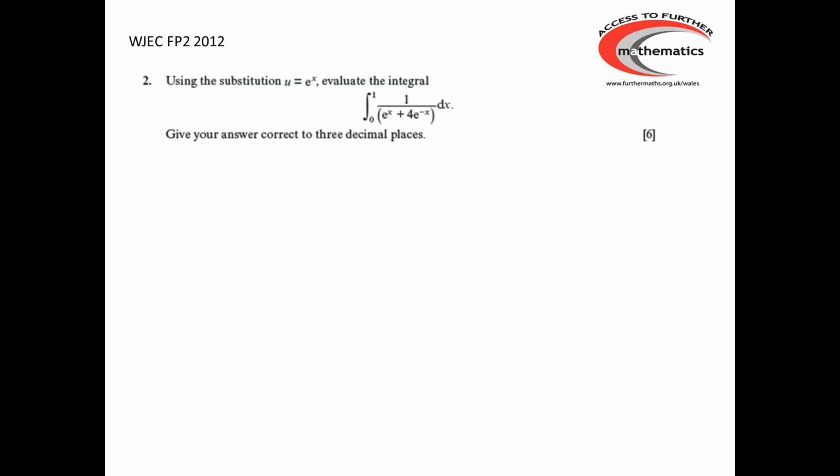First one coming from the 2012 paper, and we have to integrate between 0 and 1 of 1 over e to the x plus 4e to the minus x. Well, e to the minus x is just the same thing as 1 over e to the x. So we can rewrite the original integral as the integral between 0 and 1 of 1 over e to the x plus 4 over e to the x. Multiply the top and bottom of the fraction by e to the x, which gives us something simpler to work with.